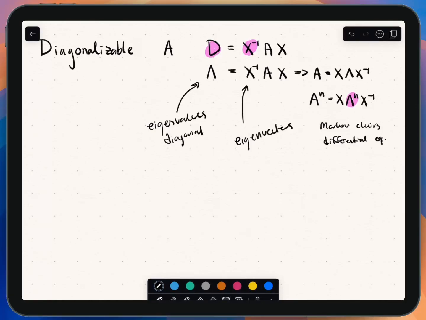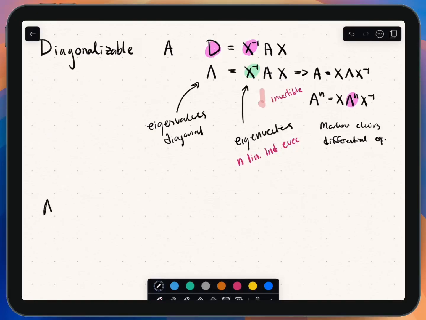Now the problem is this. For this to work, our eigenvector matrix, our X matrix, must be invertible. And for it to be invertible, that means that it needs to have full rank, which means it has to have n linearly independent eigenvectors. And for it to have n linearly independent eigenvectors, that means we need n eigenvectors for this to work. But this is not always the case.